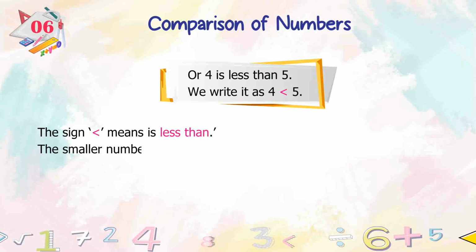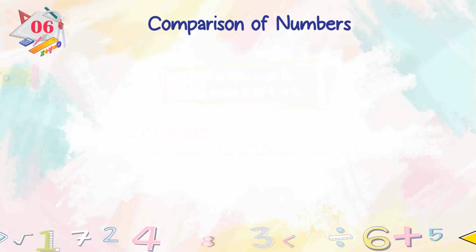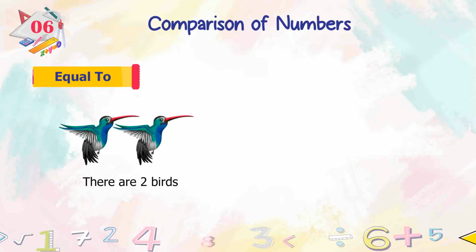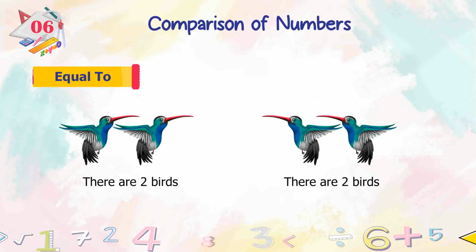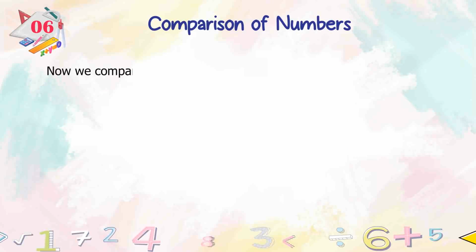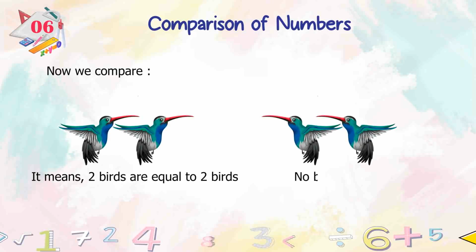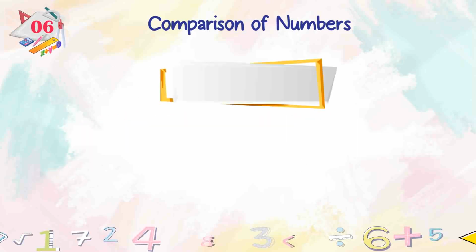The smaller number is placed towards the closed side of the symbol. Equal to. There are 2 birds. There are 2 birds. Now we compare. It means 2 birds are equal to 2 birds. No bird is extra. Or 2 is equal to 2.